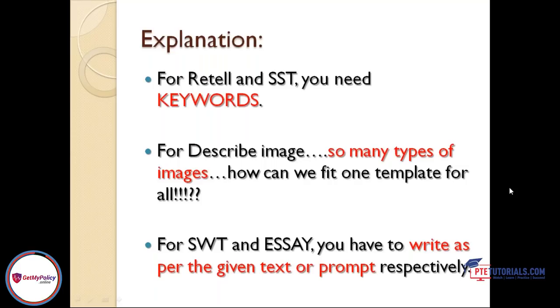And when you fumble, fluency goes down. And let me tell you one thing. If your fluency is not there, forget about the software giving you the score for content and pronunciation. Because pronunciation score is totally dependent on fluency, and content score is totally dependent on your pronunciation. Sometimes some people have the habit to speak in chunks for describe image. So many types of images. How can we fit one template for all? To speak like this, let me tell you, this is not fluency. Though I am speaking without stopping anywhere, I am taking unnecessary pauses. And if you speak in this way, the score will automatically be low. Not only low, so low, very low, I would say.